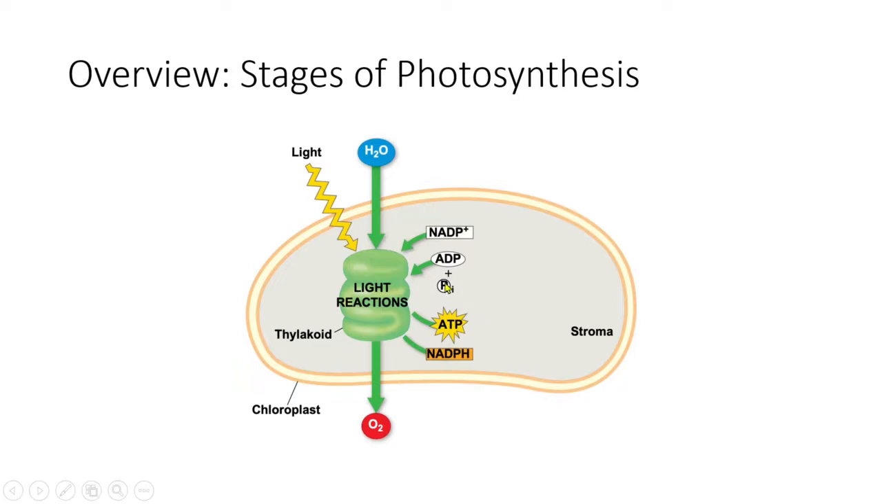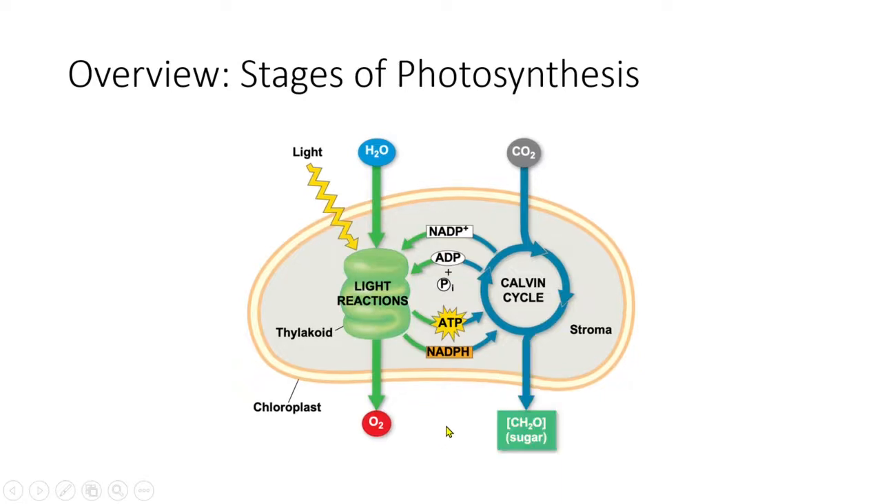Now, do take note that the ATP and the NADPH will be important because they will be needed for the Calvin cycle. And also take note that the most important thing that happens in the Calvin cycle is that carbon dioxide is fixed so that you can produce carbohydrates or sugar. Now let's dive into the details of the Calvin cycle.